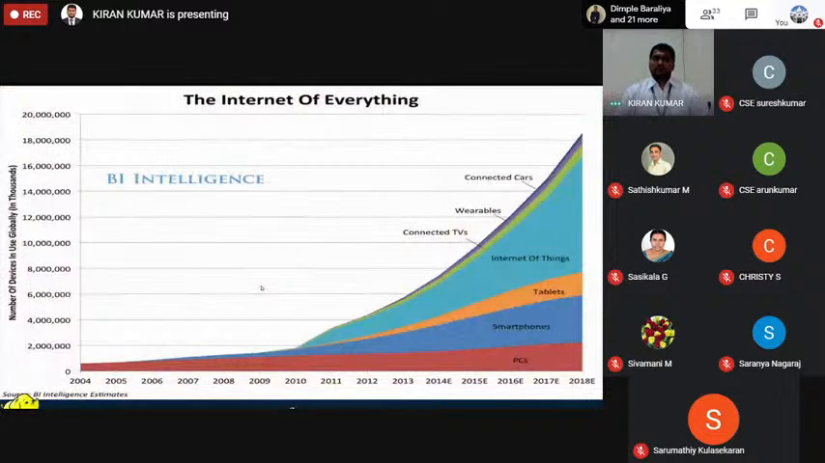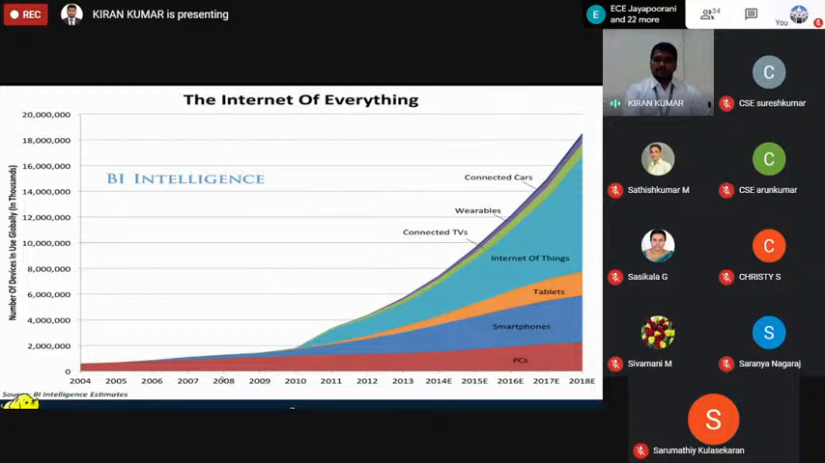So let us try to understand how much data is contributing to the world right now. Here is one of the statistics published by the business intelligence team of the industry. You can see the x-axis and y-axis. The x-axis is with respect to the year, and the y-axis is with respect to the number of connected devices. We all know that IoT was born between 2008 and 2009.